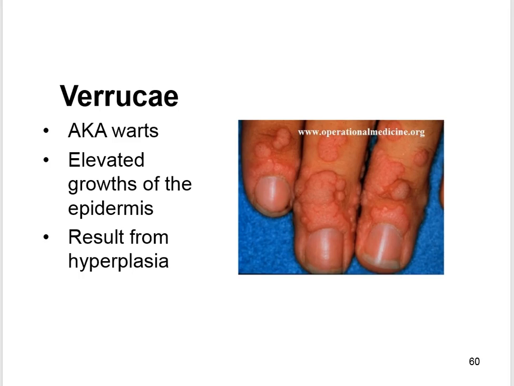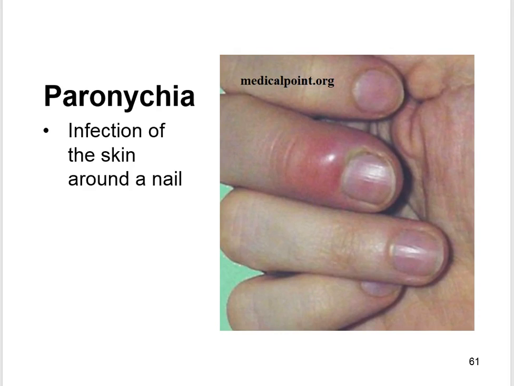Now guys, you will not be tested on this part, it's just FYI. Plantar warts, which are caused by HPV1, these occur on the soles of the feet. You have venereal warts, which is HPV6 and HPV11, and these occur on the genitals and around the anus. And the last term is paronychia. This is an infection of the skin around a nail. And that's it. Thank you.